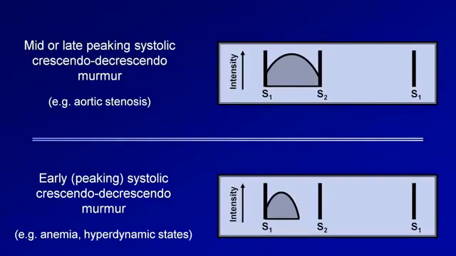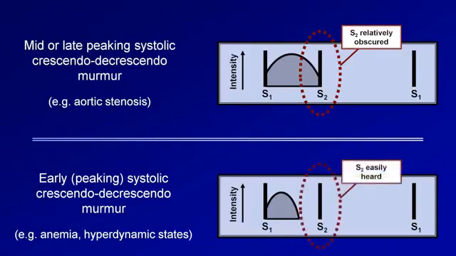The easiest way to tell the difference between mid to late peaking versus early peaking, once you've identified the murmur as crescendo-decrescendo in shape, is to focus on S2. In mid and late peaking murmurs like that from AS, S2 gets relatively obscured by the murmur and is harder to hear, while in early peaking murmurs, S2 is easy to identify. So let me play the AS murmur again so that you can appreciate how hard it is to hear S2.